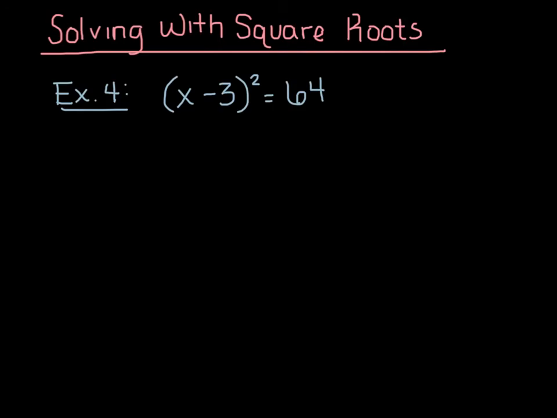Okay, here's another weird looking one. x minus 3 squared equals 64. And I know you're probably going to look at that and say, well, let's add 3 to both sides. Good thinking, except this time that minus 3 is trapped inside these parentheses. And let's bring up our friend SADMAP again.